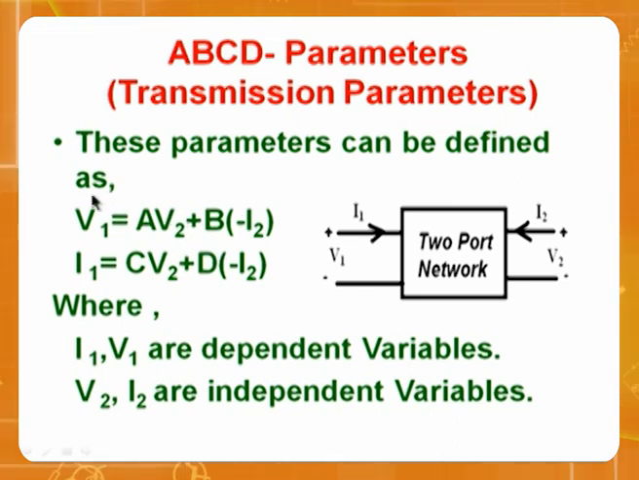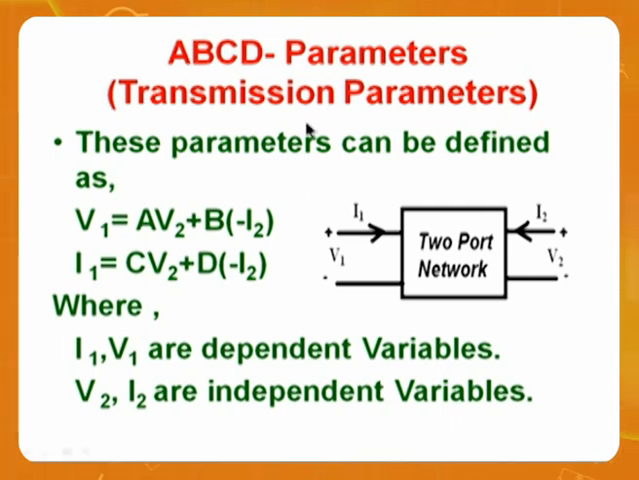So for example, you want A, V1 by V2, that's called inverse voltage gain, but with I2 0. That means output short circuited, inverse voltage gain. With output short circuited, this is I1 by V2, that means admittance. Like this, you can name your definitions very simply and very clearly. This is about ABCD parameters, which are used in transmission parameters.